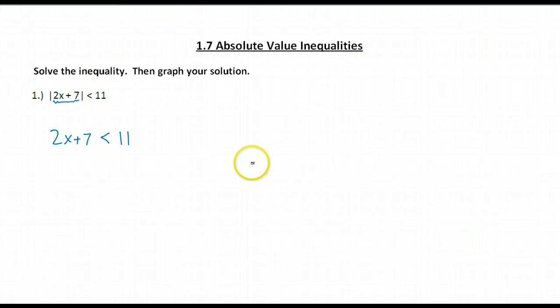Well, the first comparison is going to be 2x plus 7 has to be less than 11. And our other comparison, we're going to take the quantity 2x plus 7 and compare it to the opposite of 11. The opposite of 11 is negative 11.